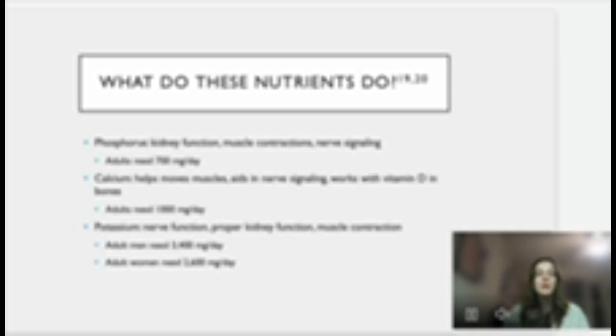Next is calcium, which helps move muscles, aids in nerve signaling, and works with vitamin D in your bones. Adults need about 1,000 milligrams per day, but this can change depending on your age. Potassium is responsible for nerve function, proper kidney function, and muscle contraction. It's also an electrolyte, so it can help regulate hydration in your body as well. Adult men need about 3,400 milligrams a day, while adult women need 2,600 milligrams per day.